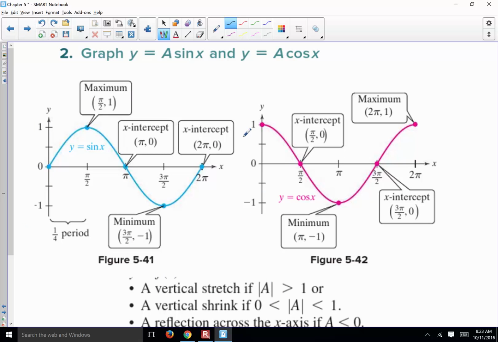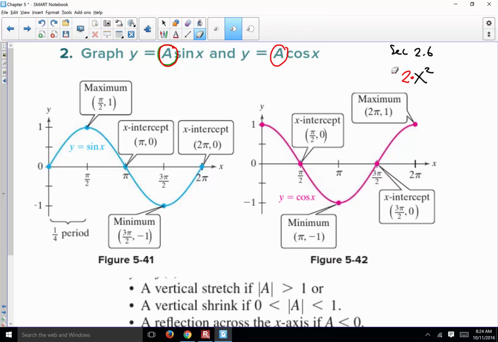Okay, now we're starting our first transformation. What happens to the graph of sine or cosine if you put a number in front? Actually, this is not new. We have seen that in 2.7. Do you remember that section? Transformations of graphs. What happened to x squared when you put 2 in front? The parabola x squared, when you put 2 in front, it stretched up, right? The branches went up.